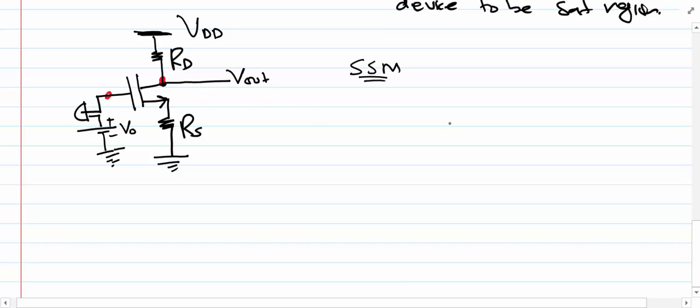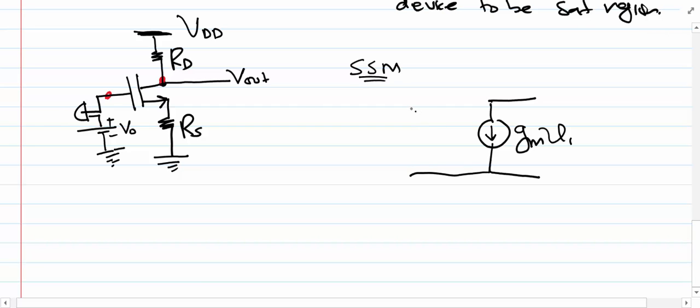The device we have is NMOS, and we know that it has a small signal model like this. We have a dependent current source which is gmV1, and then on that side we have plus minus V1. This is the drain, this is the gate terminal, and this is the source terminal. Now by looking at this circuit over here, we have the resistance RS between source and the ground. So I'm going to draw a resistance RS between the source and the ground, and on that side we see that we have an RD resistance between the drain and the VDD.